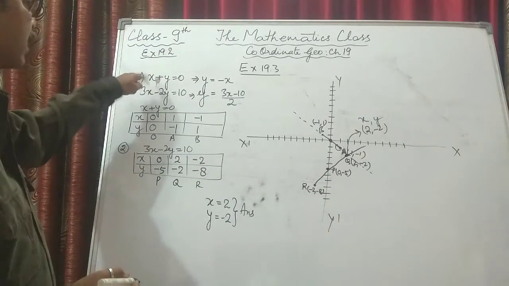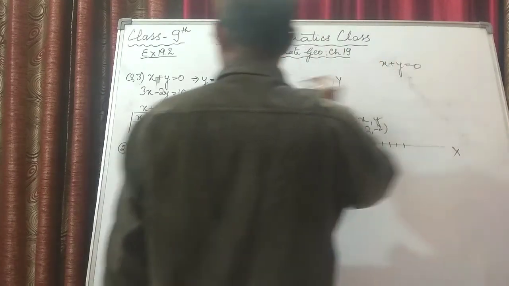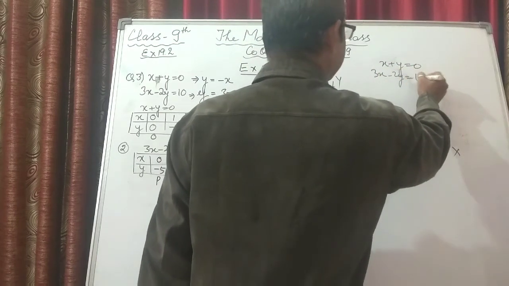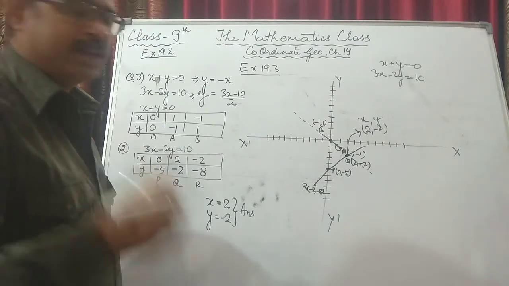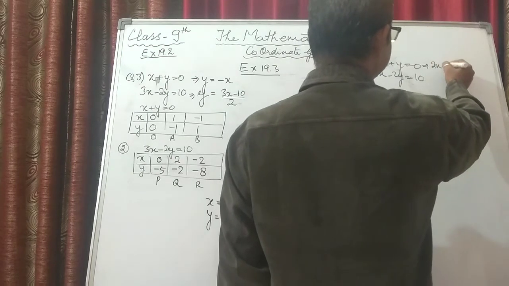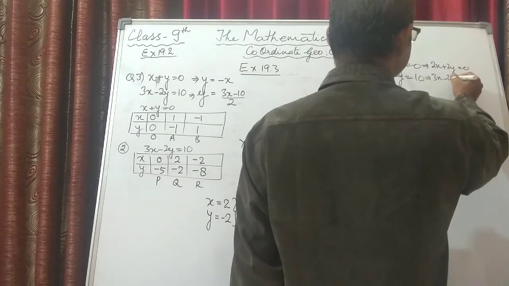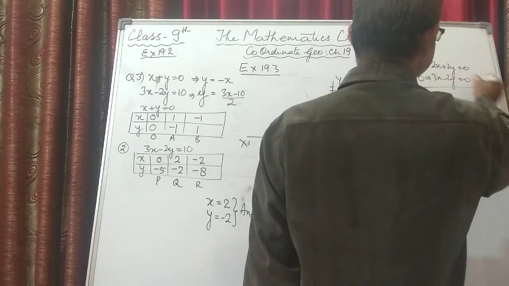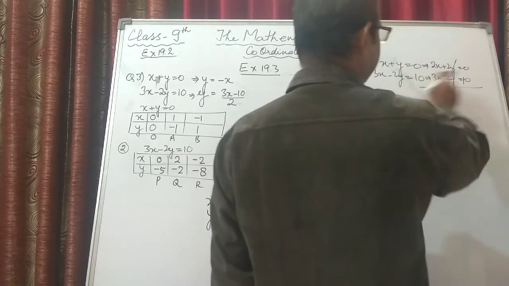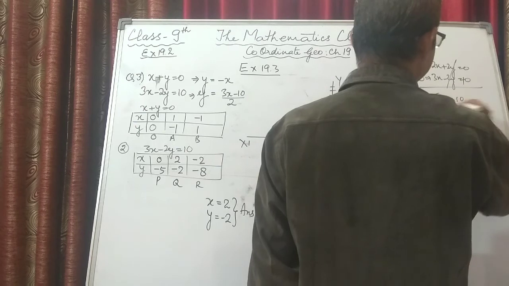If you want to cross check, you can just solve these two equations. Let's say x plus y is equal to 0 and 3x minus 2y is equal to 10. Let's solve this by elimination method. I multiply the first equation by 2. So this will become 2x plus 2y is equal to 0, and the second equation stays 3x minus 2y is equal to 10. When we add these equations, they cancel. Sorry, it is 10, not 0. So 5x is equal to 10, which implies that x is equal to 10 upon 5, that is 2.